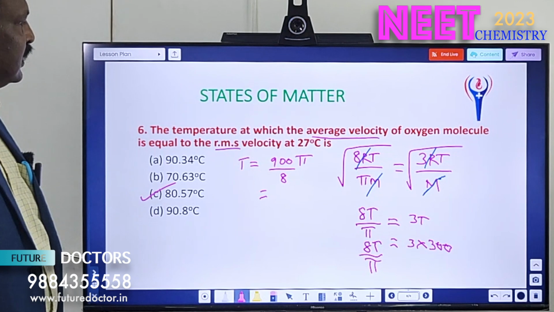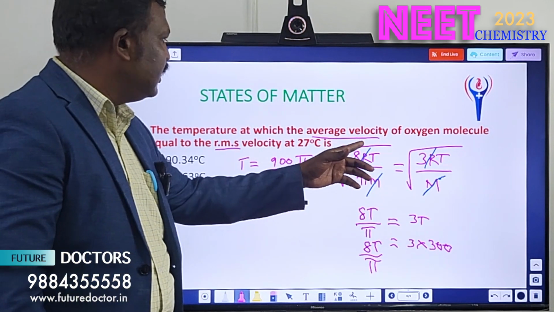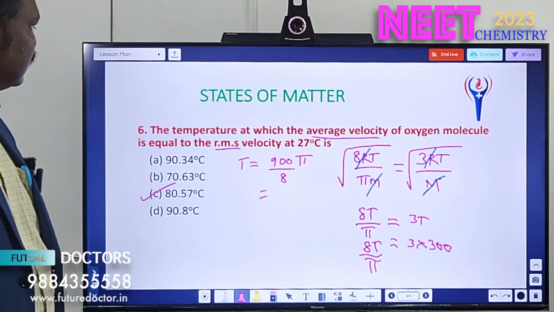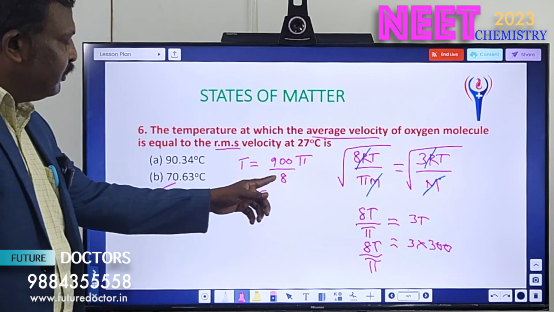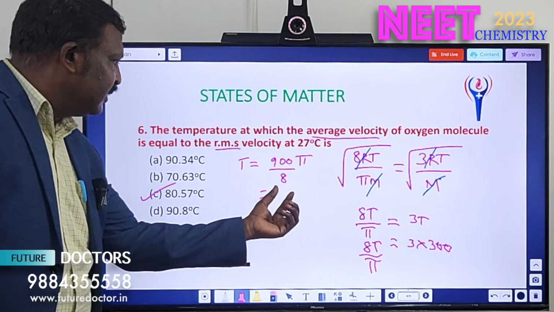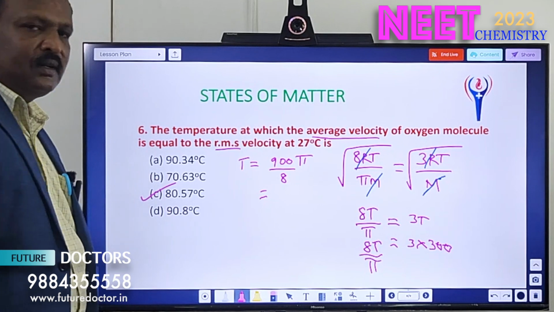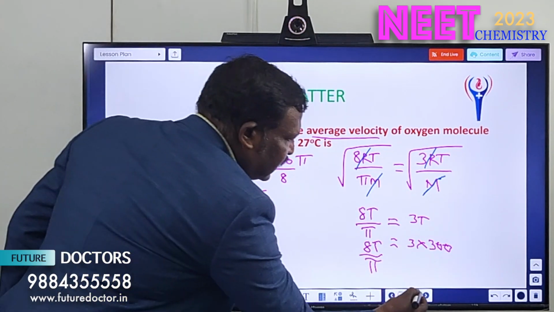So just remember the average velocity formula and the root mean square velocity formula, and you will be able to solve this. Understood? We get the answer in Kelvin, and again we have to convert it into Celsius, then only this answer is valid. Understood? Okay. Now see the next one.